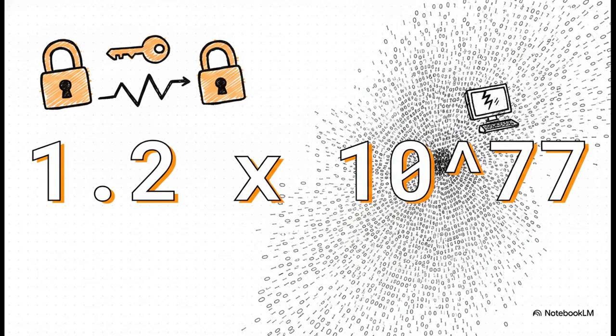But today, we use 256-bit binary encryption keys. That gives us about 1.2 times 10 to the 77th power possible combinations. That number is so massively huge that a modern computer cannot just guess the key through trial and error. It would take longer than the universe has existed.